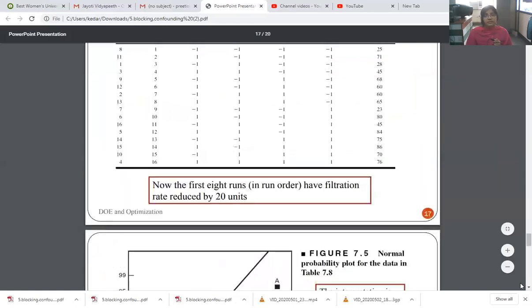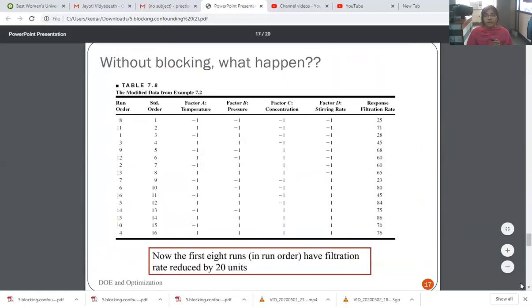Run order and standard order, factor A temperature and factor B pressure. Factor C is concentration, factor D is stirring rate, and the response is filtration rate. Now the first 8 runs in run order have filtration rate reduced by 20 units.